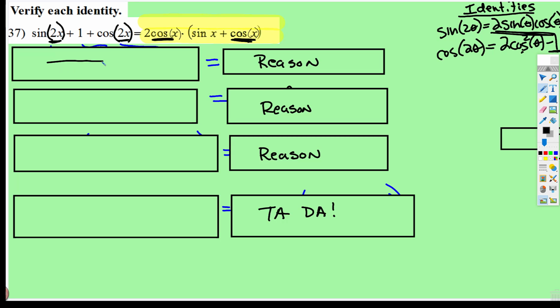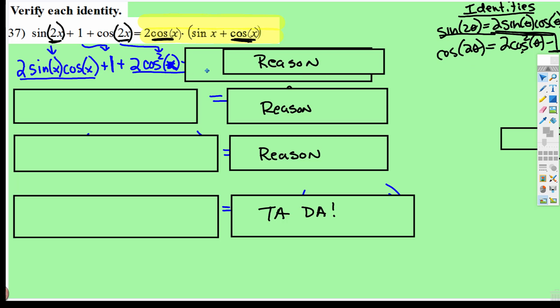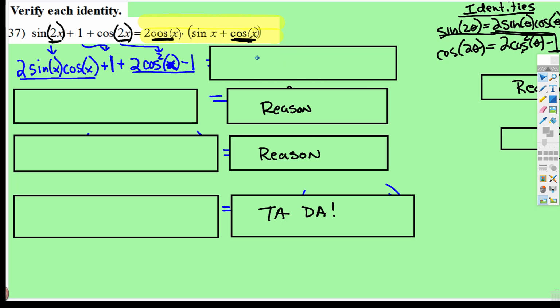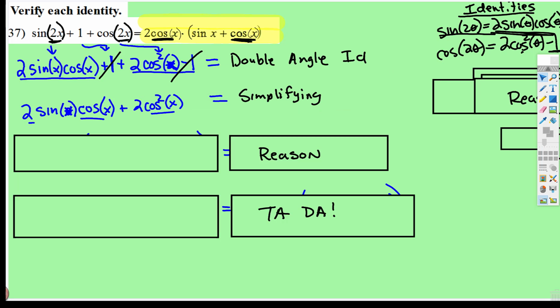All right, so let's go ahead. I'm going to rewrite the sine 2 theta as 2 times sine x cosine x and then plus 1. Now this cosine 2x, I'm going to use this identity: 2 cosine squared x subtract 1. And the reason that we're going to give for that, we used the double angle identity. And now, because we've done that, we can cancel the 1's. And then the reason, we just simplified.